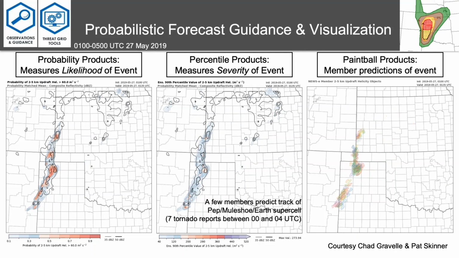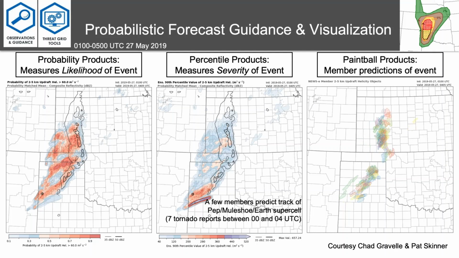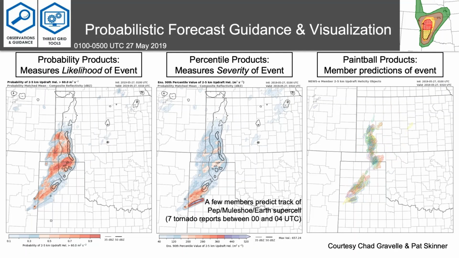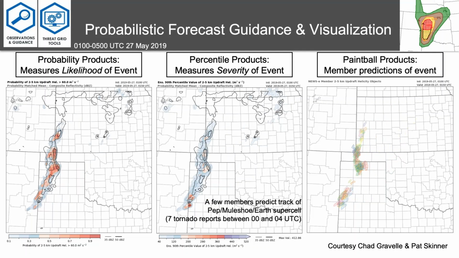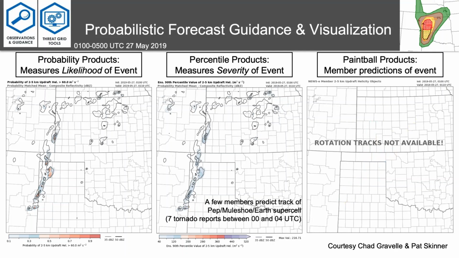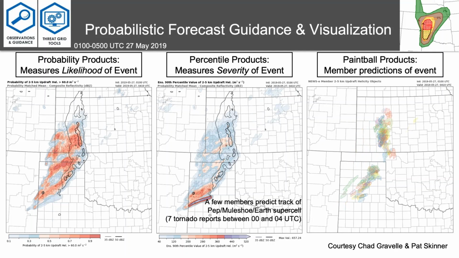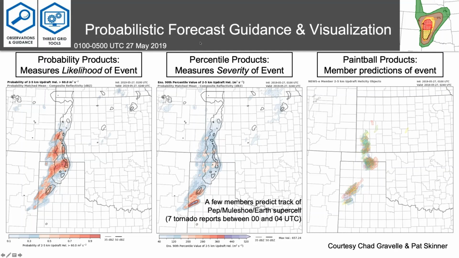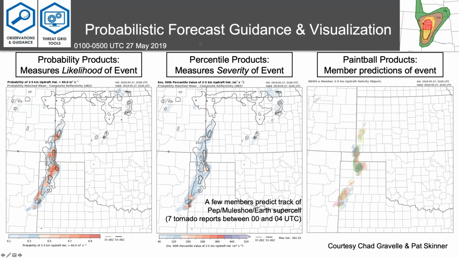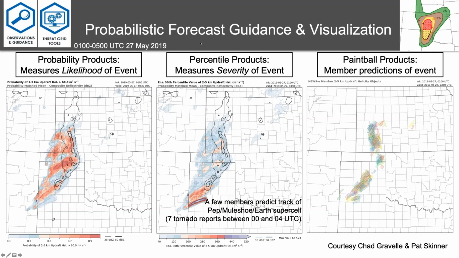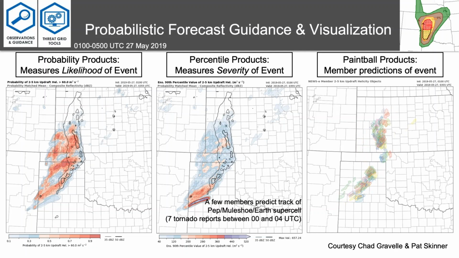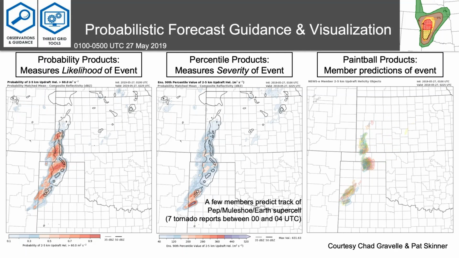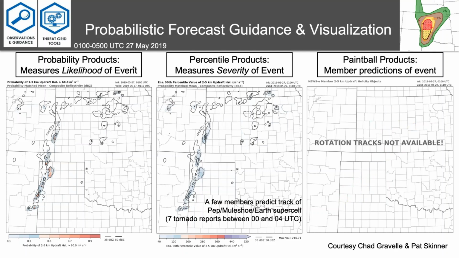The middle panel is showing percentile products. If you look on the website, you'll see different percentile products, and that tells us about the severity. So if something happens, what's the reasonable worst case scenario that we could expect from this event? This is also showing 2 to 5 kilometer updraft helicity, but this is the 90th percentile. Pat likes to describe this as the reasonable maximum. If we take the maximum, the 100th percentile, it can sometimes be an anomaly or an outlier. So the 90th is more of a reasonable guess.